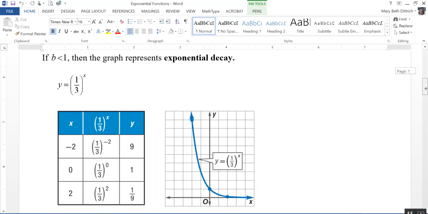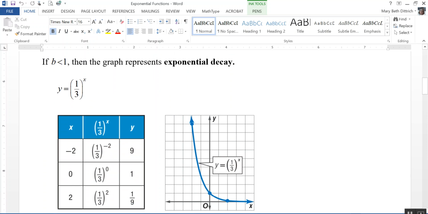If b is less than 1, then the graph represents exponential decay. An example of this is y equals 1/3 raised to the power of x. Just a couple points on this graph. When x is -2, 1/3 to the -2 is 9. And that would be this value here.